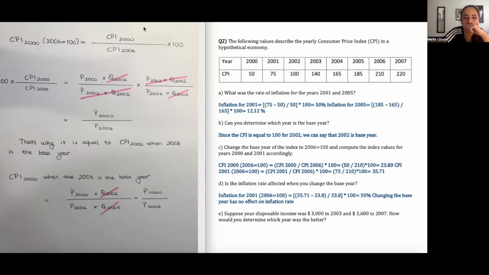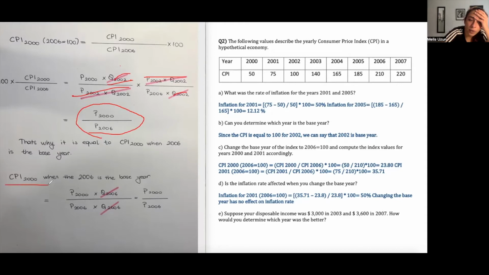They will cancel each other because we can write this like this. I put a multiply sign and I replace the denominator and numerator. There was a sign before, so they will cancel each other, this and this and this and this. So we just have price of the goods in 2000 divided by price of the goods in 2006.